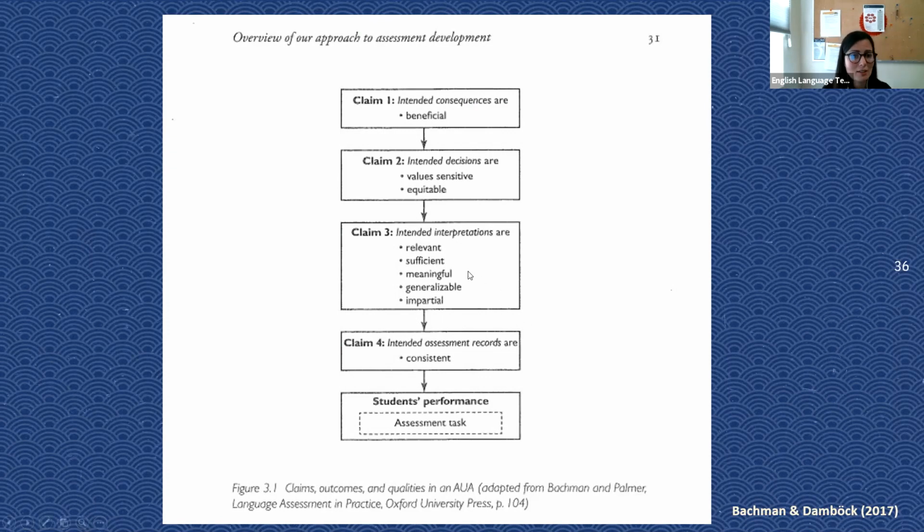My interpretations are going to be relevant, sufficient, meaningful, generalizable, and impartial as well, right? My records will be consistent, and then you develop your task, right? So here it's actually going the other direction from the assessment use. Now you're going from assessment development here, right? So it's very important to keep those things in mind as you're developing your test. The links and everything is linked together, and it boils down to your tasks, right? To your choice of tasks, to how many tasks you have and how many items you have in your test.